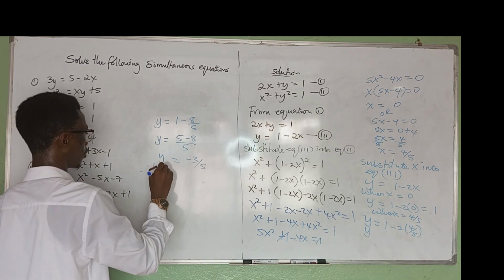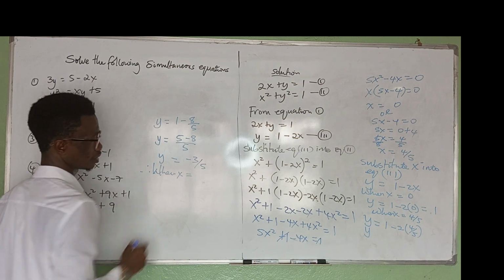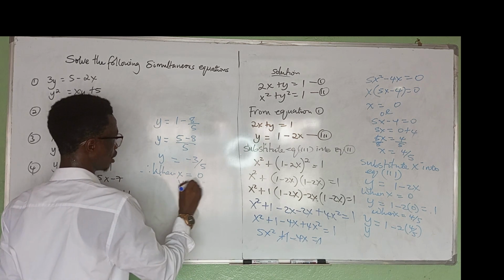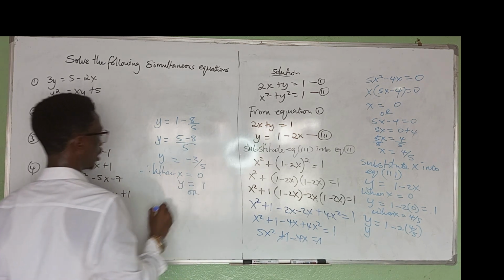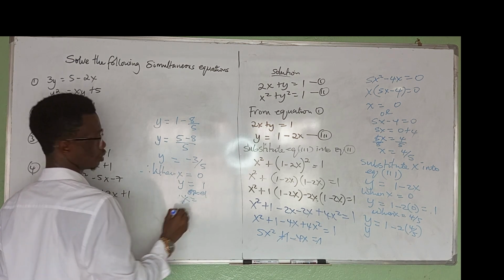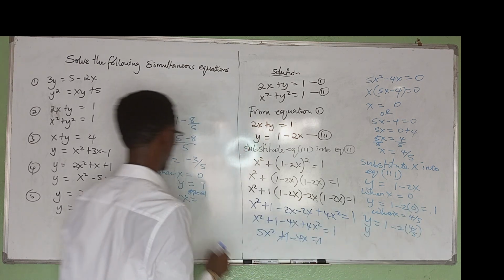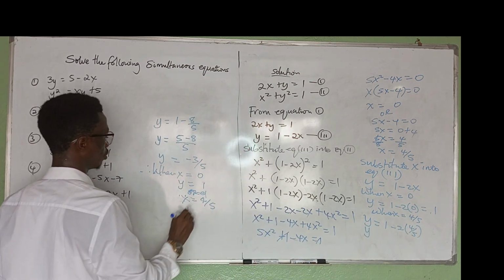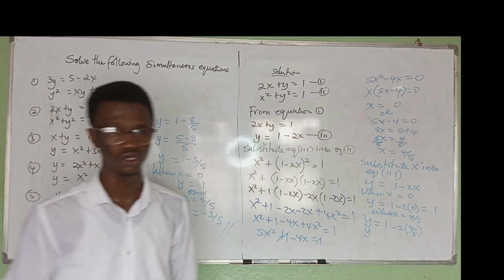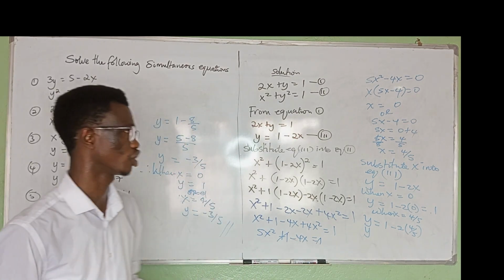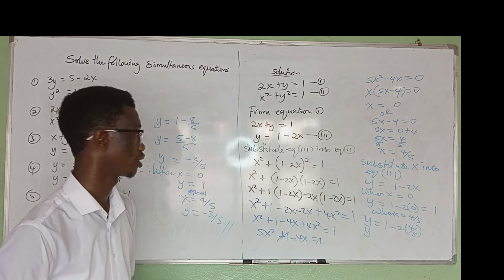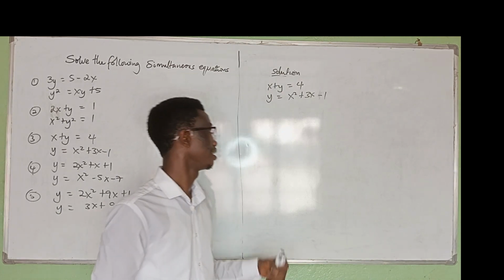So therefore, when x is 0, the y was 1, and when x is 4 over 5, the y is minus 3 over 5. So that's the solution to this problem. So just take your time. It's actually tricky, but again, it's very simple for you to solve. Okay guys, so let's look at the next problem.